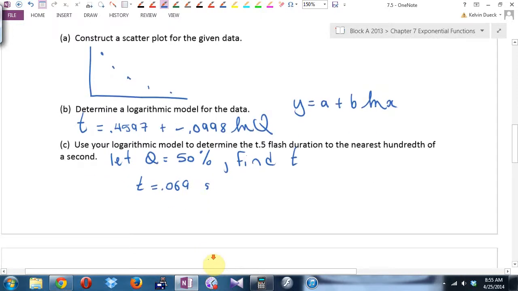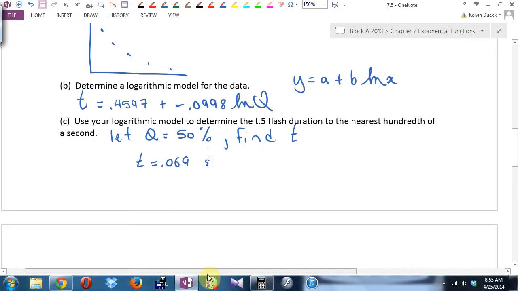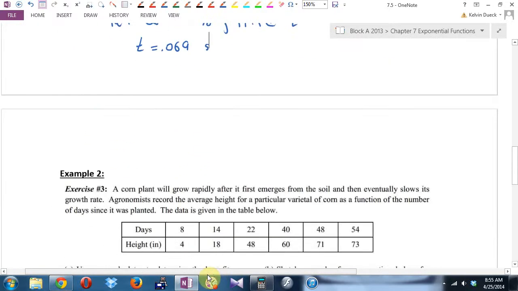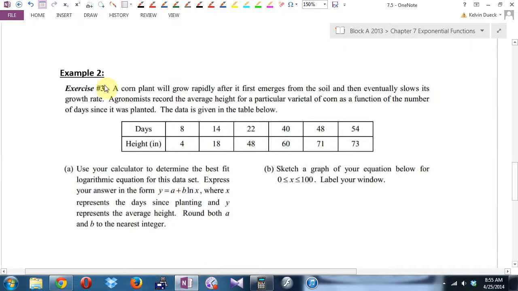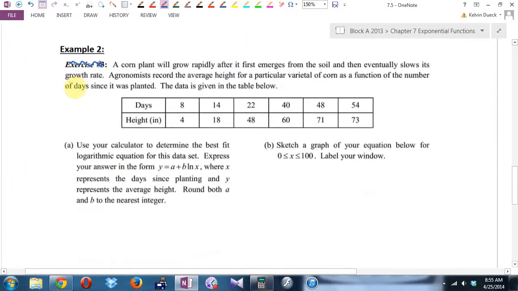Let's see if I can redeem myself a little bit. Let's try another one, because that was terrible. Example 2. It says example 3 underneath because I stole this from the internet and I couldn't get rid of the example 3. You can cross that out if you want. Okay? A corn plant. Kayvon, question? No, I got it. Okay. Let's try another one that I think is a little clearer.